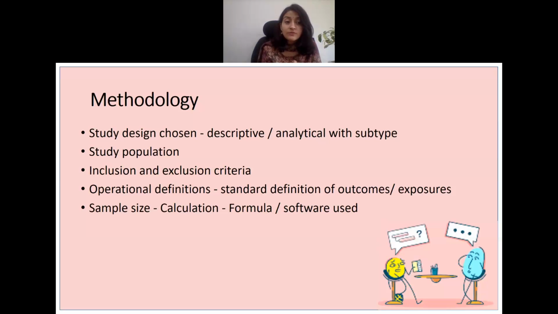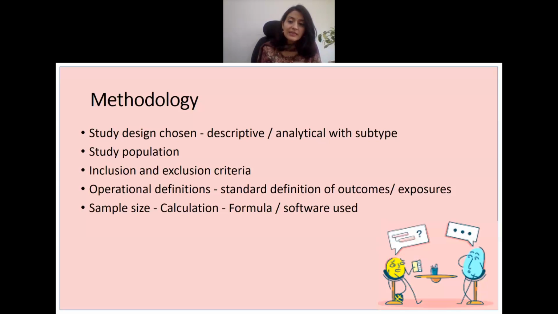Then we will go on to the methodology. Now, in methodology, you've already learned about the different study designs which are available. And depending upon what kind of study you intend to do, you need to mention in your methodology that this is the study design which was chosen. What subtype of study design is it? Who is the intended study population going to be? What is the inclusion and the exclusion criteria? It's always a good idea to clearly specify who you're going to include in the study and who you're not going to include, because it helps you to have focus during your enrollment of patients.